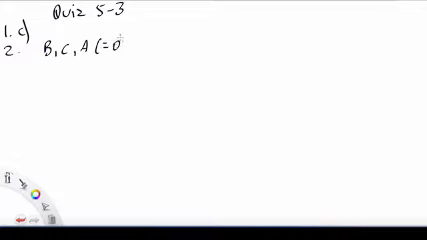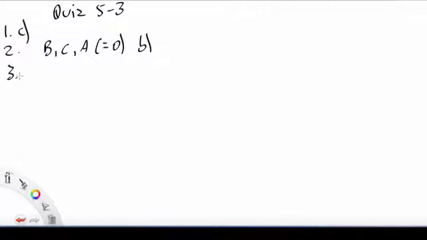These are the solutions to the quiz at the end of lesson 5.3. Now number 1, it's C, and that's just Newton's law. Number 2, we have B, then C, and then A, which equals 0, so that is option B.